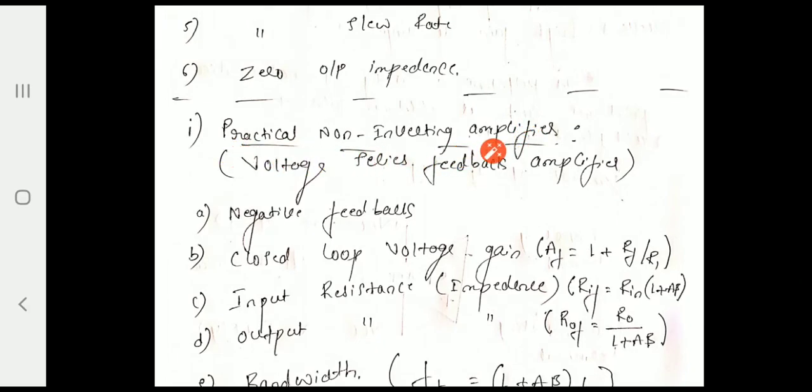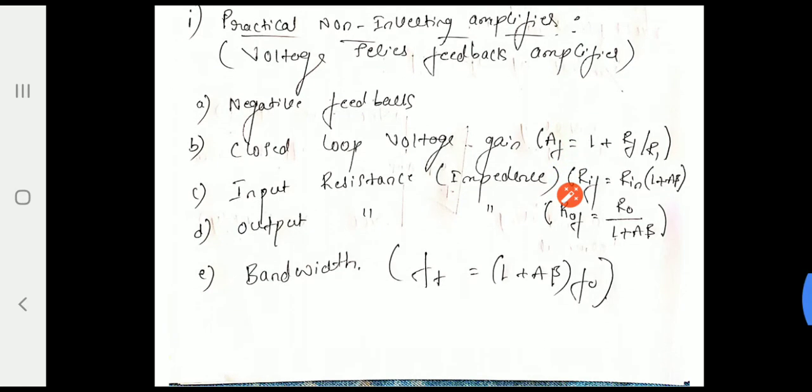Practical non-inverting amplifier, in other terms, is called a voltage series feedback amplifier. Remember this, both are the same. The voltage series feedback amplifier was already discussed in the feedback topologies, and the same block diagram which I have shown there we are going to consider here. The other important points to discuss in this non-inverting amplifier, that is voltage series, are negative feedback and the effect of negative feedback on the input side.